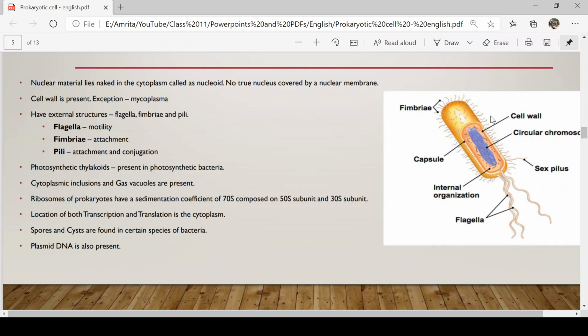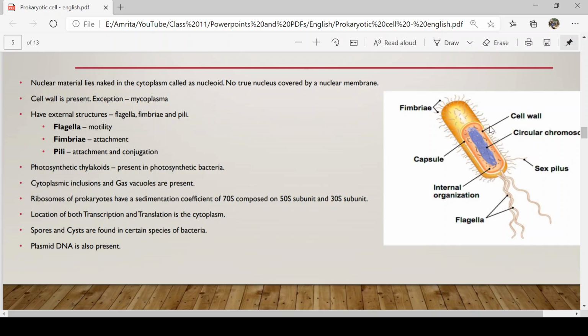So, in this diagram, if you see these small structures, they look exactly like cilia. Paramecium, if you've seen paramecium, they have cilia like this. But the function of cilia is motility. Fimbriae do not help in motility, they just help in attachment to a surface.